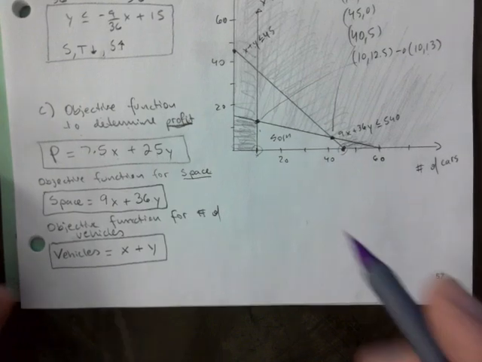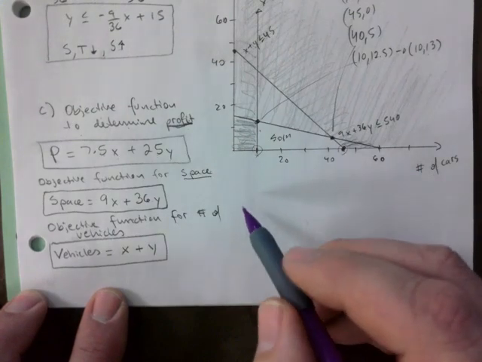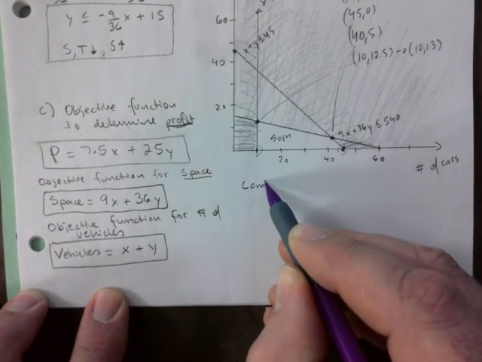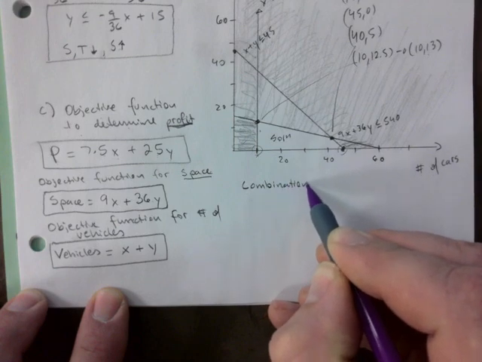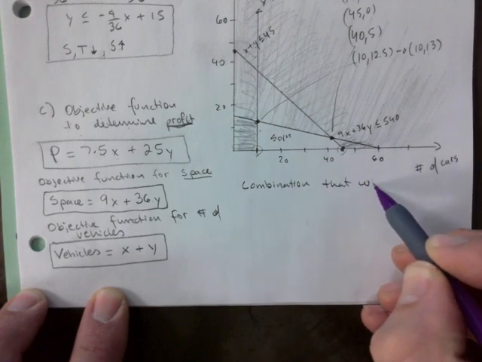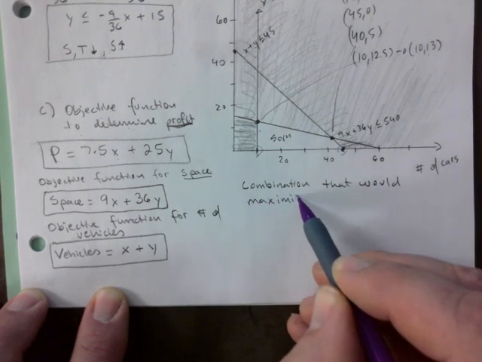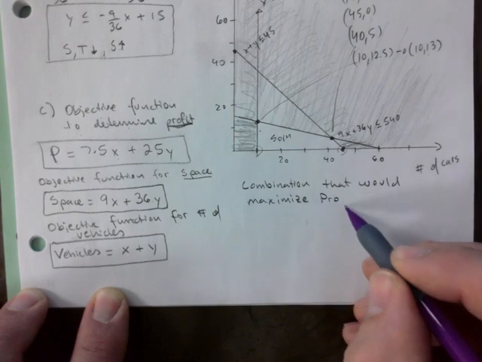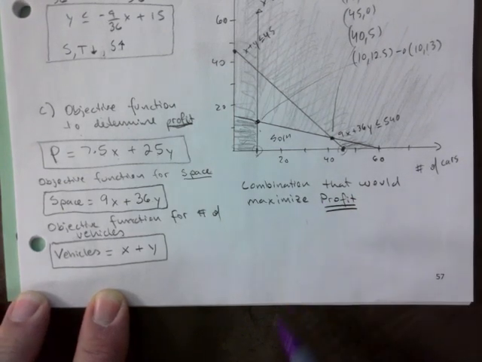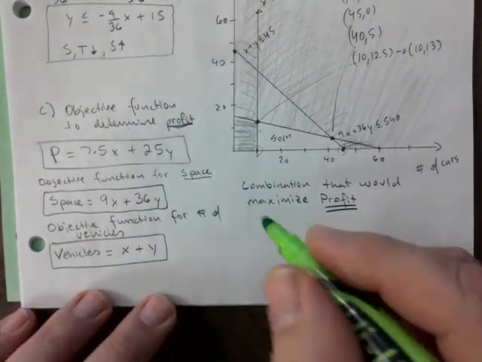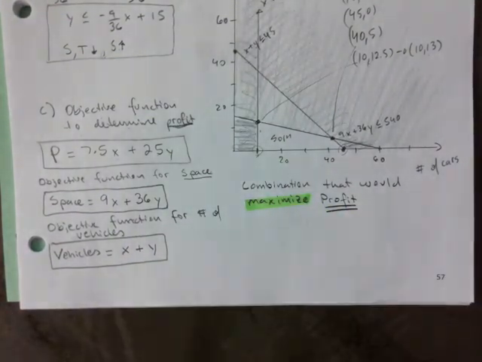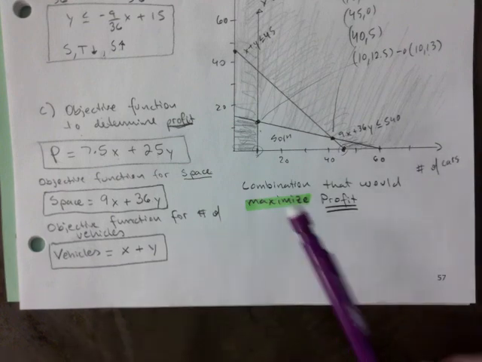But we want the combination. This is now the last step. The combination that would maximize profit. And notice this word right here, maximize. It's not saying, hey, give me a possible solution. It's like, I want a solution that would give me the absolute most income right now as the parking lot owner or manager. How could I maximize my profit?